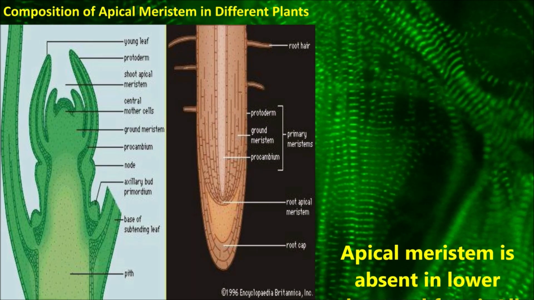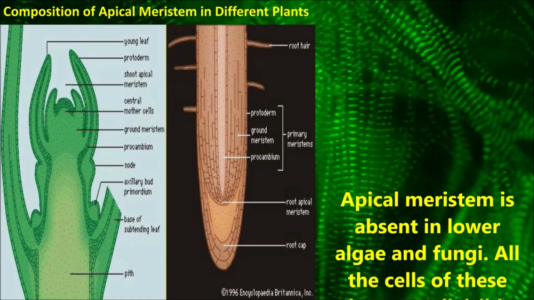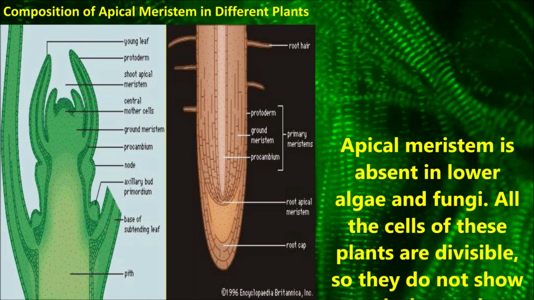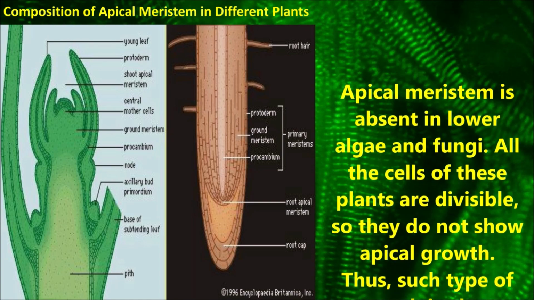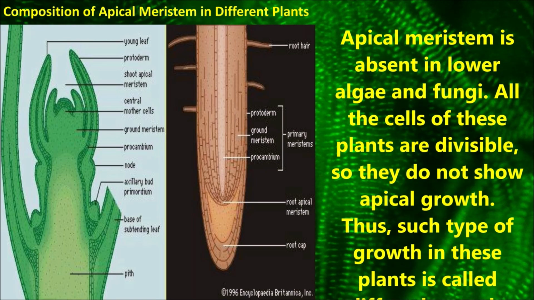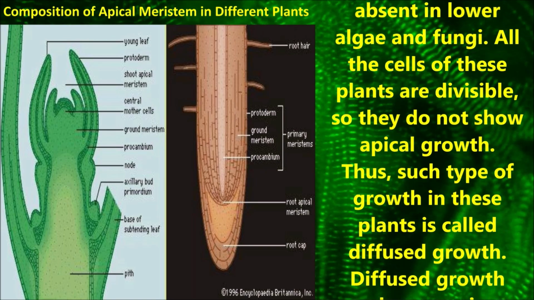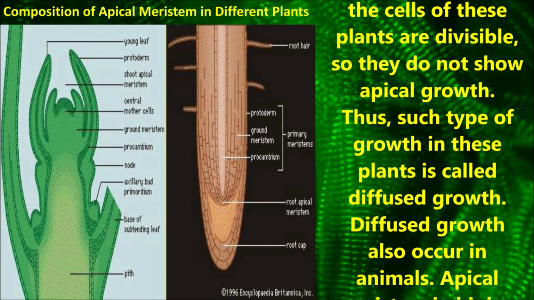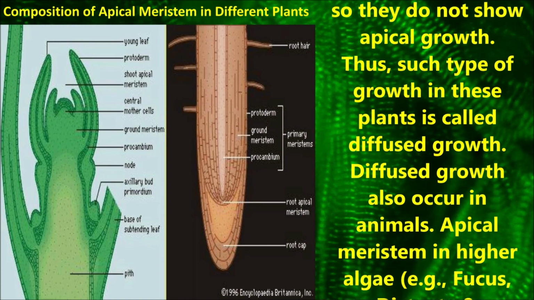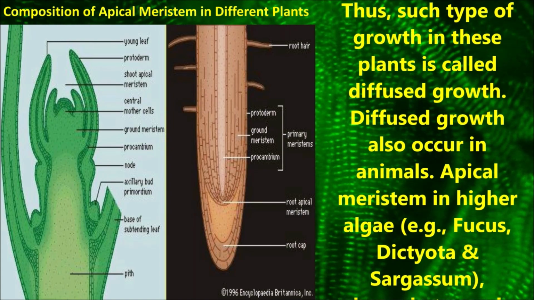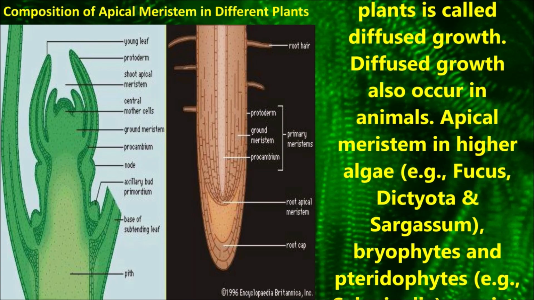Now let us discuss the position of apical meristem in different plants. Apical meristem is absent in lower algae and fungi. All the cells of these plants are divisible, so they do not show apical growth. Thus, such type of growth in these plants is called diffused growth. Diffused growth also occurs in animals.